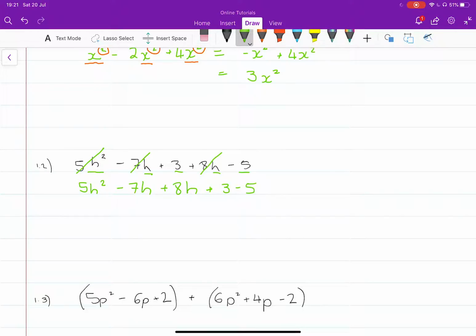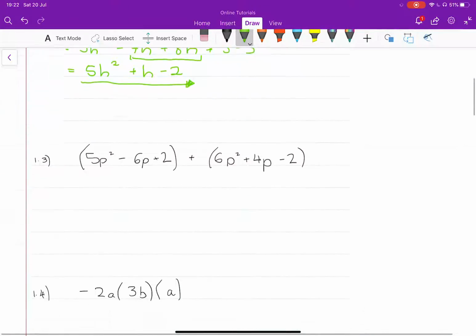Now, what can we do with the h to the power 5? Nothing, so we just leave it. So we can say this is equal to 5h squared. These two have got the same variables and the same exponents. So we can go minus 7 plus 8 is equal to plus h, and plus 3 minus 5 is equal to minus 2. So that is your final answer.